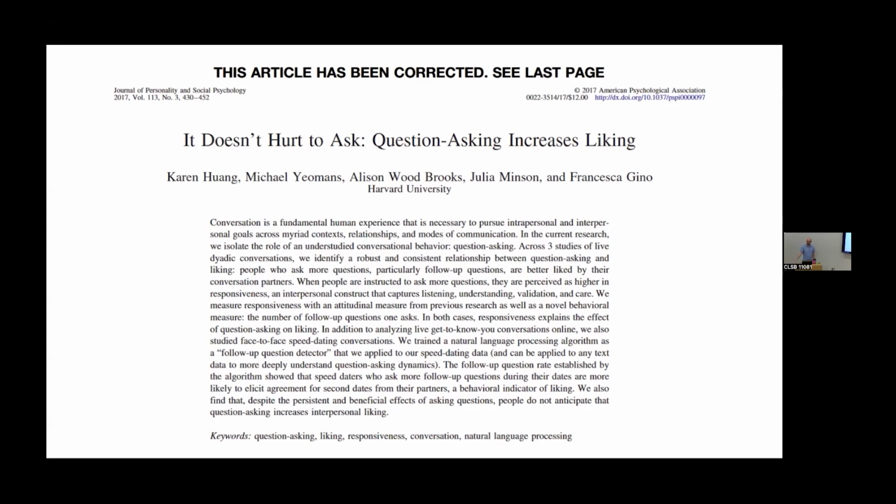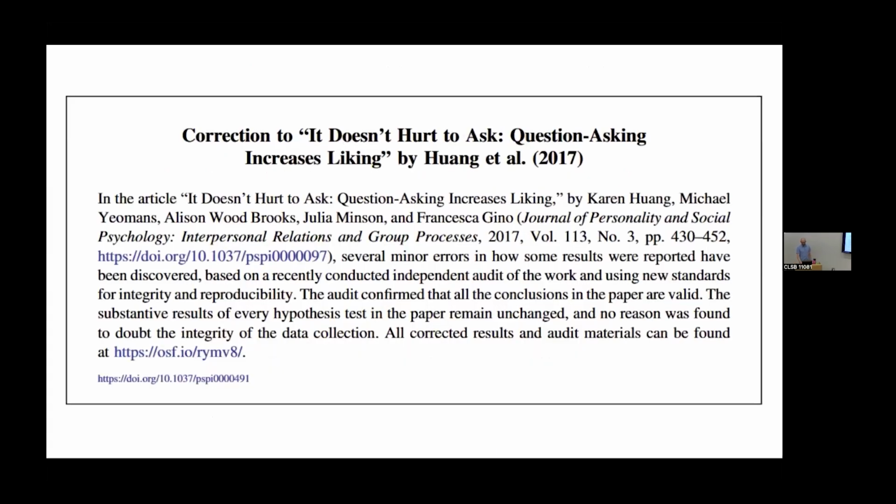So you said that this was your favorite movie. Can you tell me more about why that's your favorite movie? That kind of thing. It shows that you've been listening and you're asking for more info. So those are the conclusions of this peer-reviewed academic journal article. But as you can see at the top, it says this article has been corrected. So this is the correction from the last page. They did an audit, and they said that the audit confirmed that all the conclusions in the paper are valid. They also provided a link to the corrected results and audit materials.